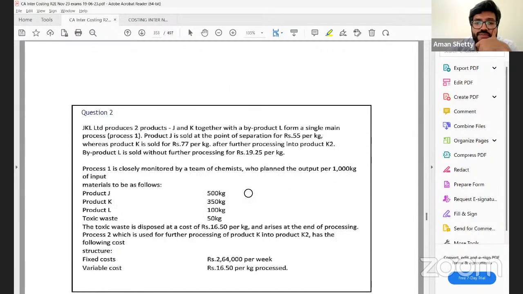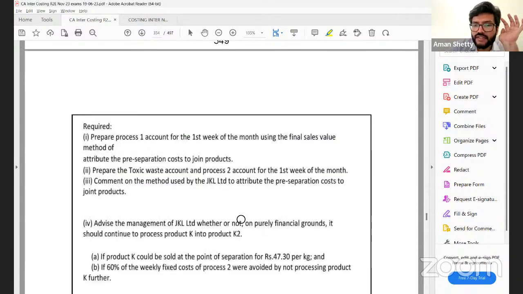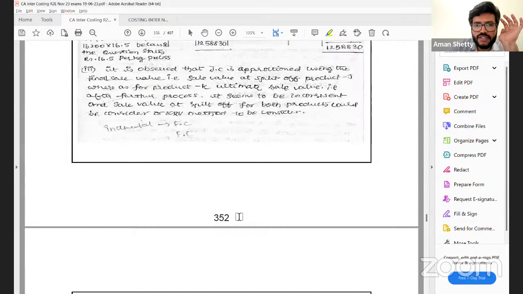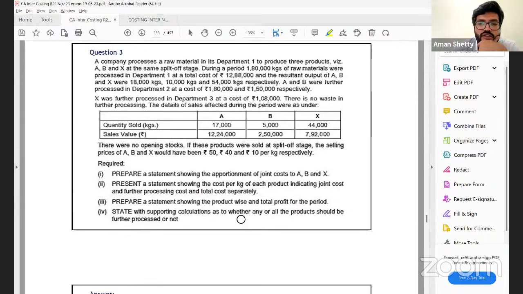So this is the toxic waste problem, or the waste problem, where abnormal loss is there, waste is there. You incur a cost to dispose, disposed at a cost of 16.5. So same thing, if you solve the question that I've done in the class. Clear? All of you? Yes, sir. It's a lengthy problem. I cannot discuss it now, but it doesn't mean it's not important. It is important. Discuss it, solve it again.